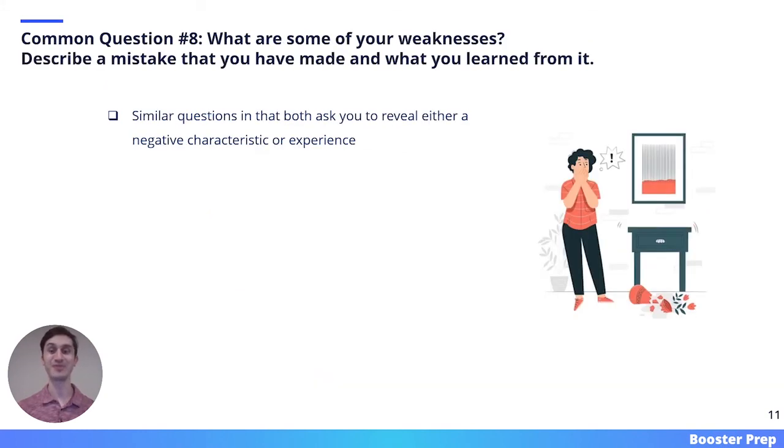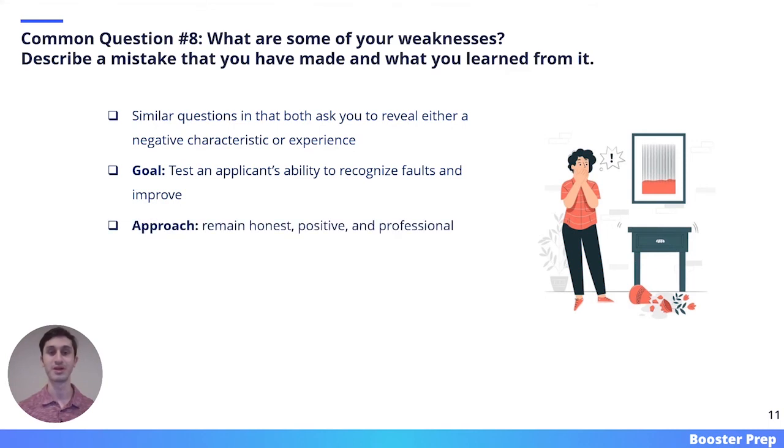On this slide, I have lumped together 2 questions as the final common interview question. What are some of your weaknesses? And describe a mistake that you have made and what you learned from it. These questions are similar in that both ask you to reveal either a negative characteristic or a negative experience. The goal of these questions is to test an applicant's ability to recognize faults and improve. Your approach here should be to remain honest, positive, and professional.